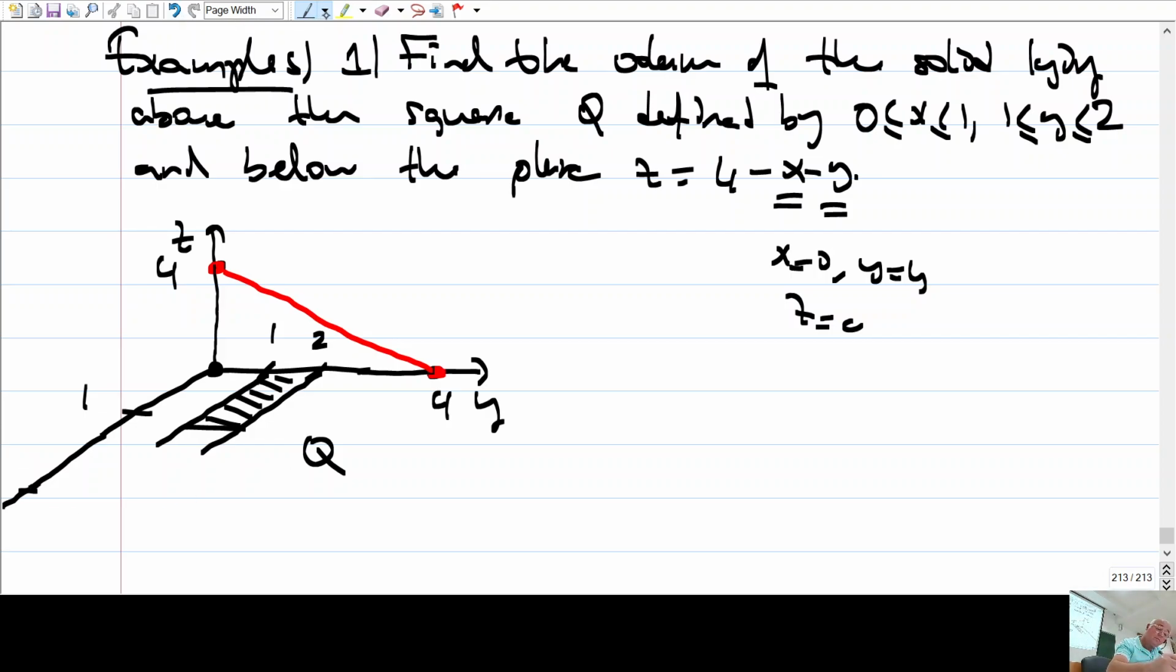So it is this plane here. Above this, what is our region? This is the base, okay? It's a rectangular region. And above this, we have this roof, right? And we have this, let's say, object, something like this.